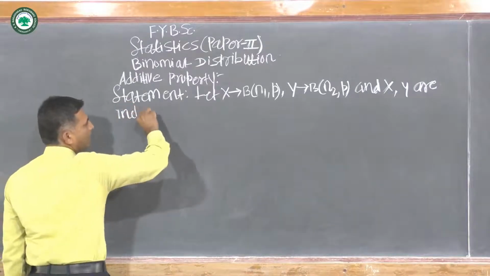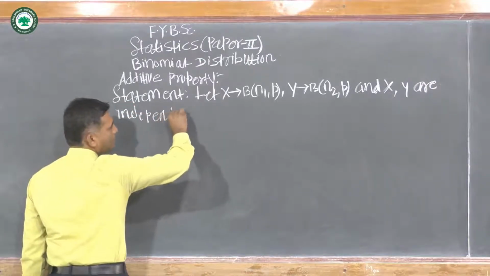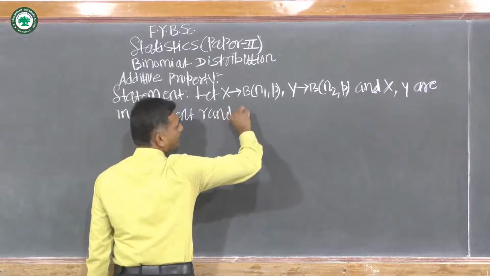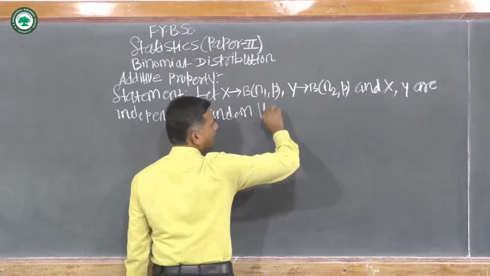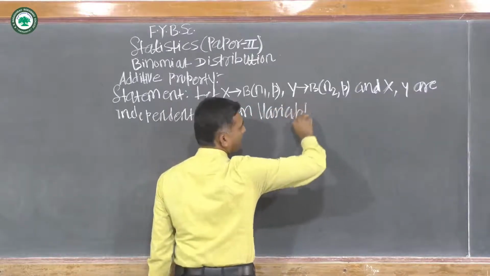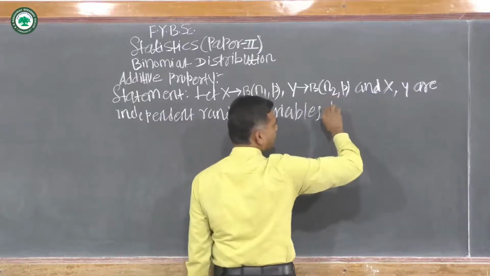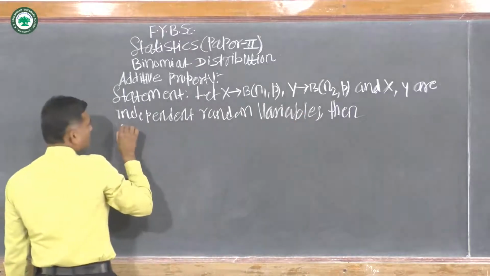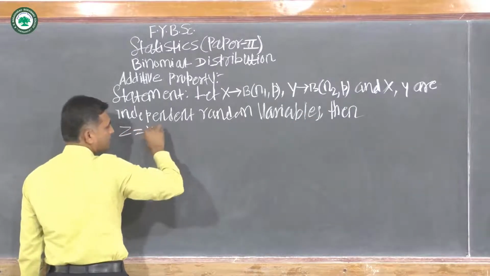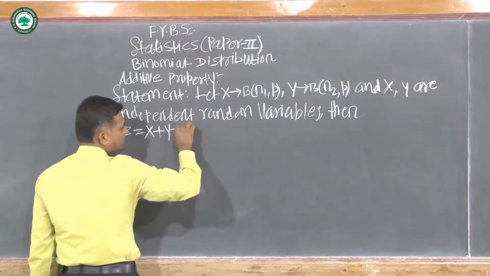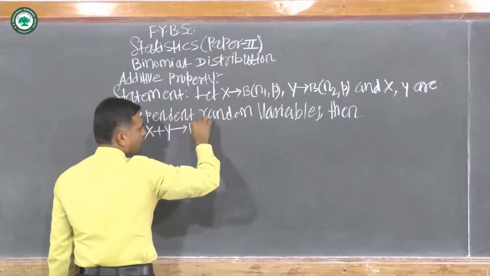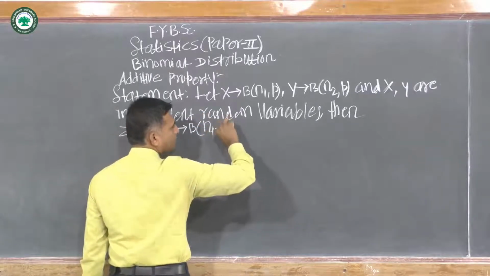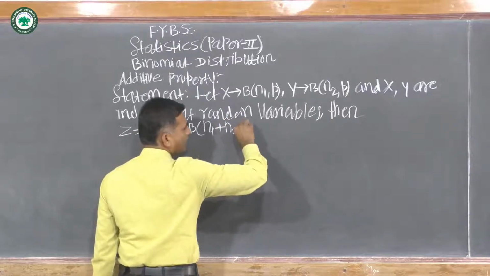X and Y are independent random variables. Then Z equal to X plus Y follows binomial distribution with parameters n1 plus n2 and p.